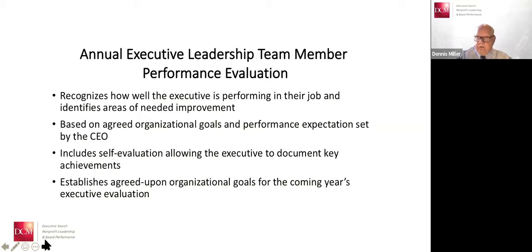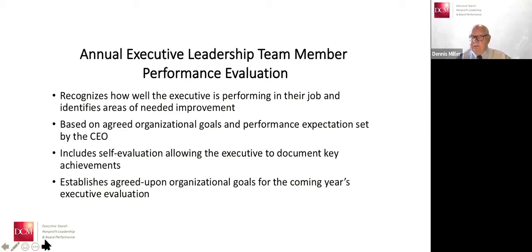This is a similar thing, this is what a CEO or executive director can do for all of his or her direct reports. It recognizes how well someone is doing in their job, which is important. It identifies areas of needed improvement. And by the way, in both the evaluation tools, as there is in the Executive Leadership Board Assessment tool, there are areas where you can write in comments, and the written comments get reported into the report without anybody's name on it, of course, okay?